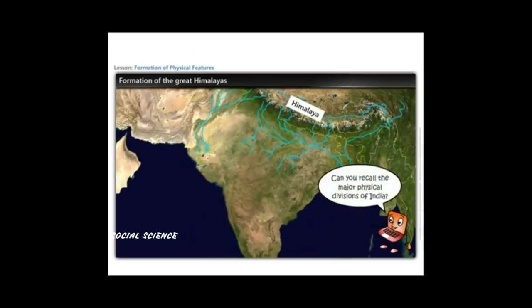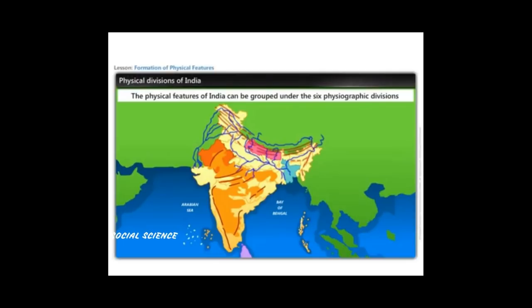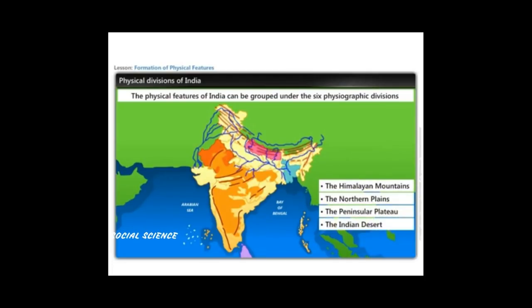Can you recall the major physical divisions of India? The physical features of India can be grouped under the 6 physiographic divisions: the Himalayan mountains, the northern plains, the Peninsular Plateau, the Indian desert, the coastal plains, the islands. Let us learn more about these physical divisions in our next lesson.